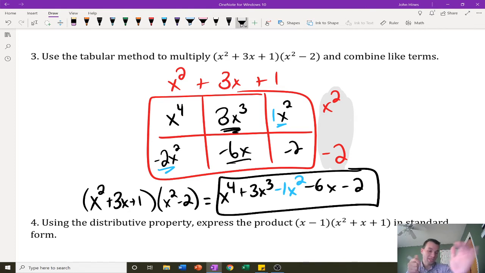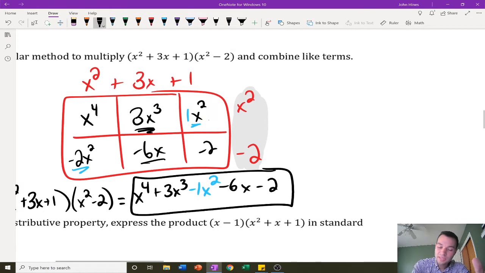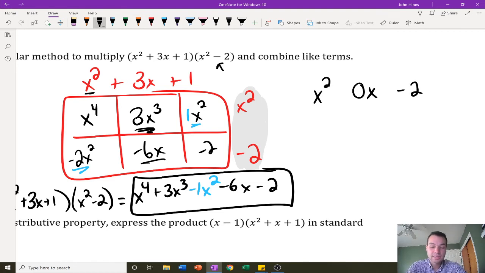So hopefully, maybe you noticed something's missing. What normally comes after an x squared term is a plain old x term. But this binomial here doesn't have a plain old x term. It has 0 of them. And then the constant term comes.